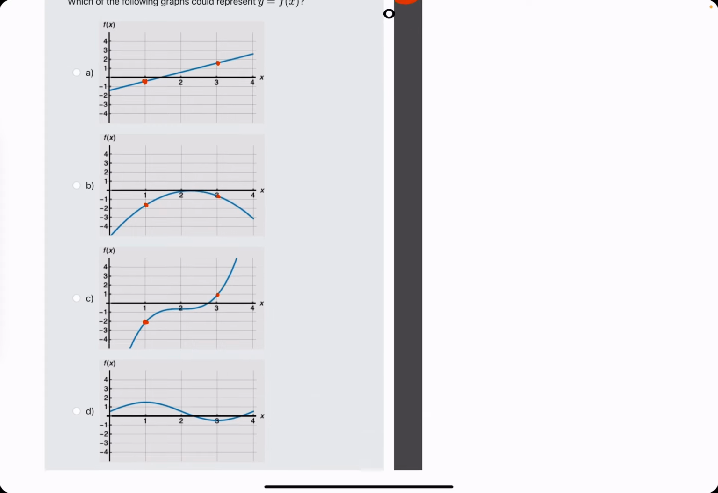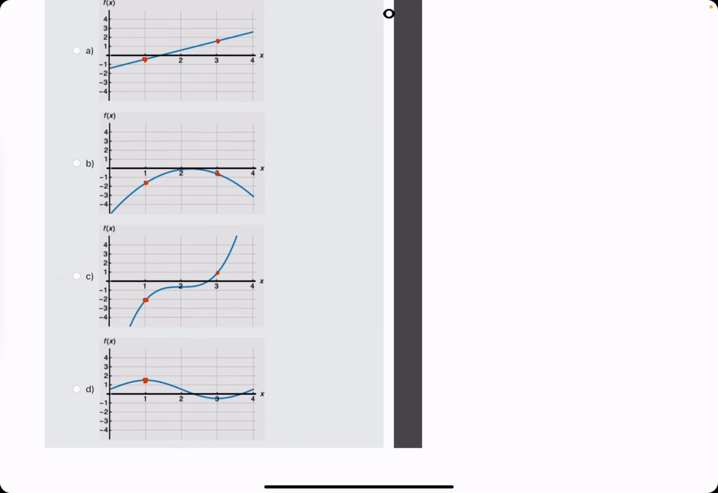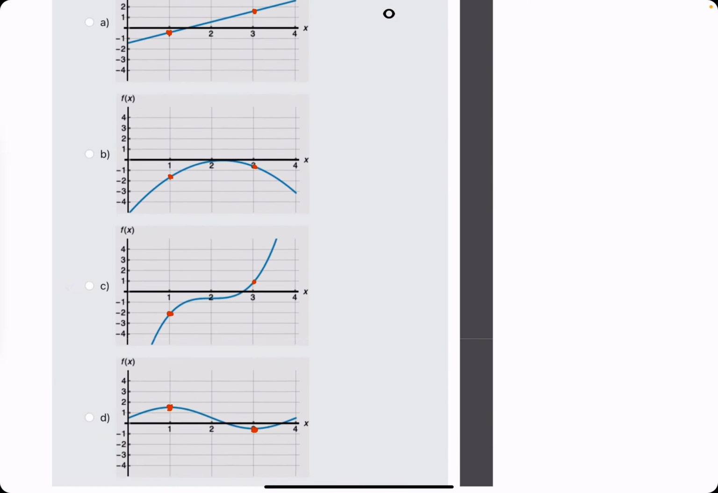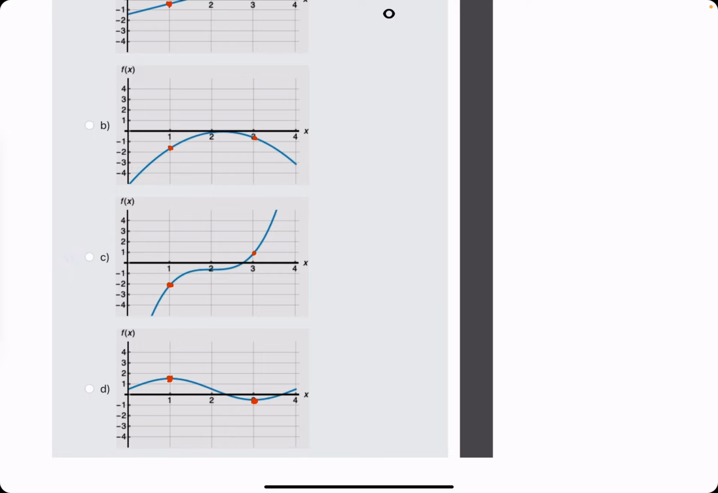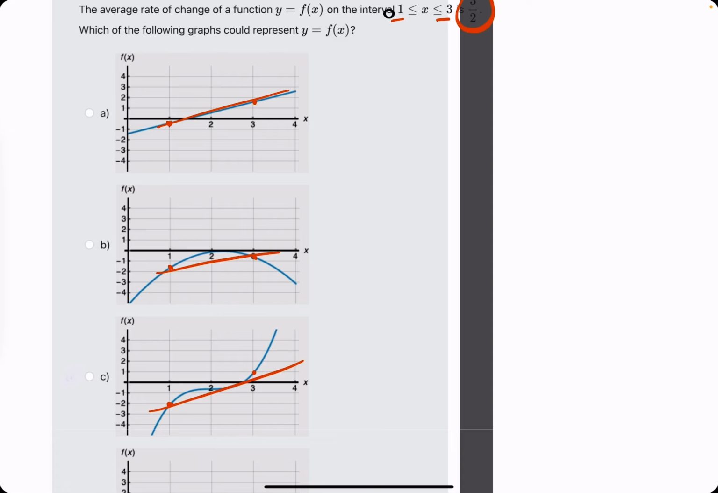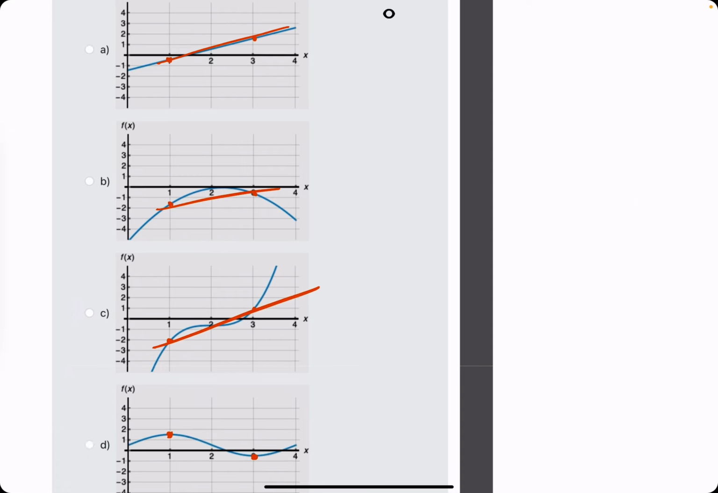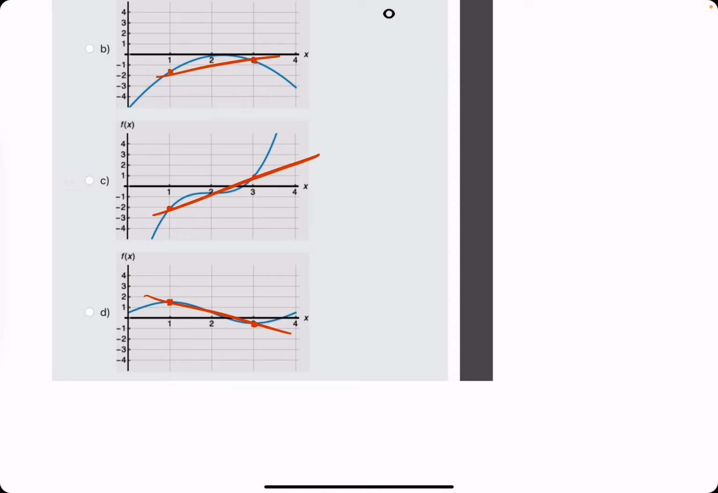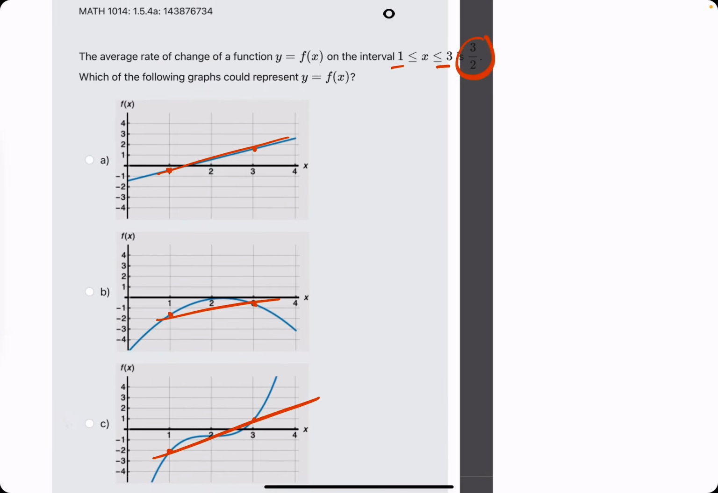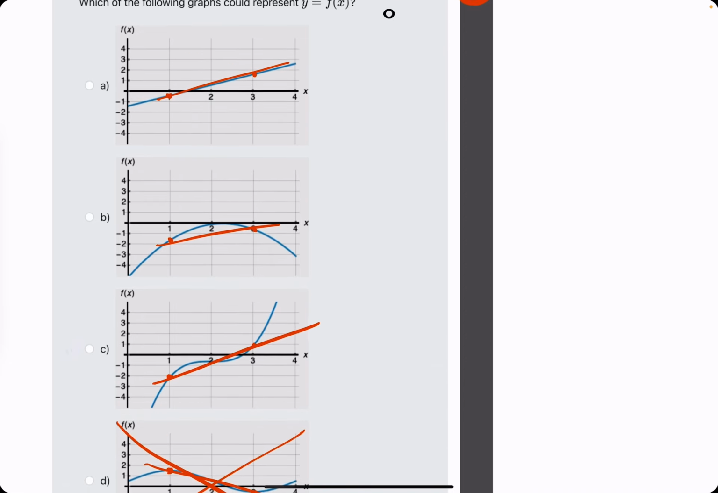1 to 3, 1 to 3, 1 to 3. So if we are looking for a positive 3/2, we know for a fact we can eliminate any that have negative slopes, right? So this one, obviously a positive slope, this one positive, and then this one, negative. So we can eliminate any negative options because we are looking for the line with a slope of a positive 3/2. So we're going to do our best to just try the rise over run method.